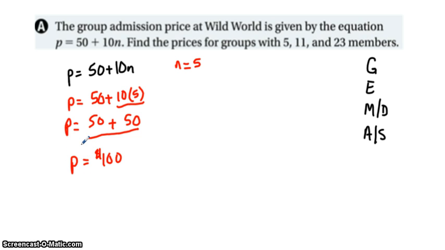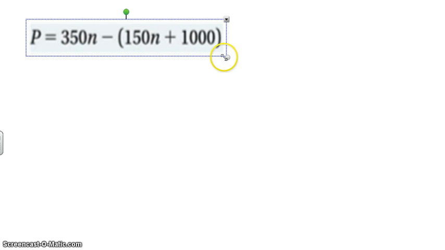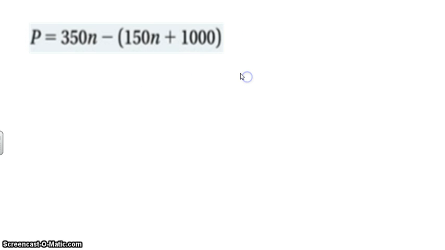Okay, now that was a very easy example. All right, so here is another example. P equals 350n minus the quantity of 150n plus 1,000. All right, so we are going to do another real quick example.